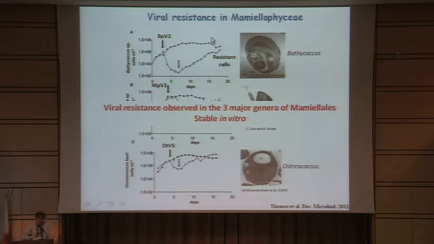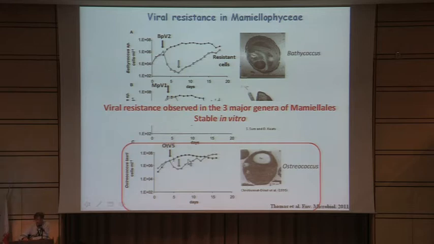So this is general because it is reproducible. It is observed in the three major genera of Mamiellales. And interestingly, it is very stable in vitro. For example, we have two resistant strains for 2 years now, subcultured regularly every week, and they are still resistant 2 years after. To characterize this phenomenon of resistance in depth, we decided to focus on the system Ostreococcus and its associated virus, OTV5.